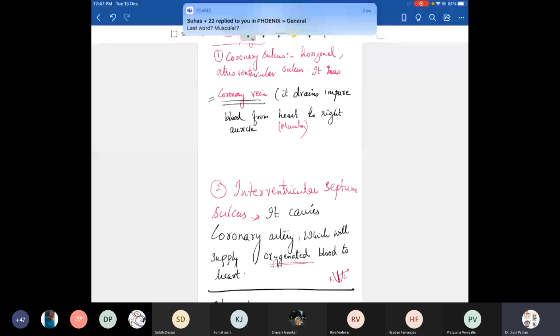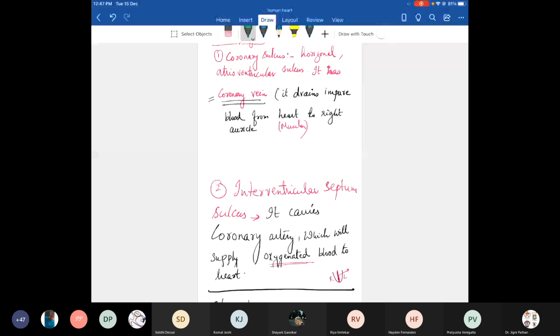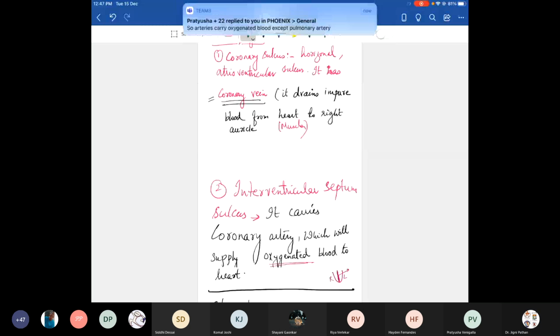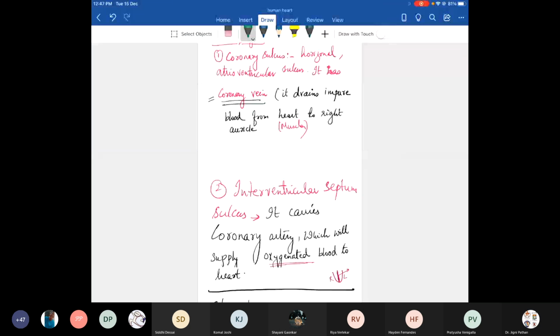Muscle or heart muscle. It's a heart muscle. If you want, you can write it down or save it to the heart also. Yes, now I'll come to the point. All the arteries, remember, make a note in your brain or make a note in the notebook.